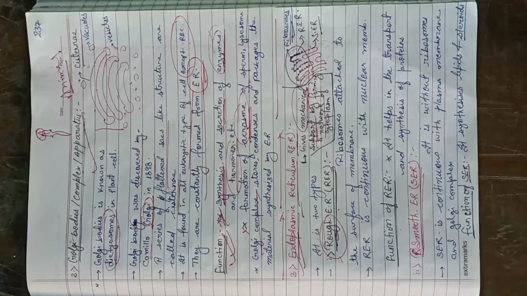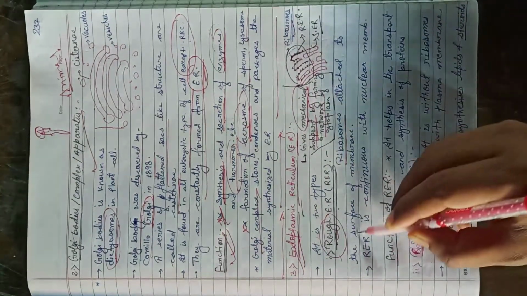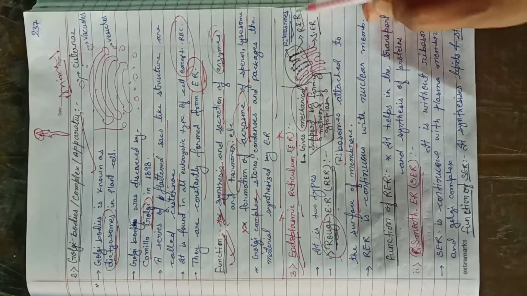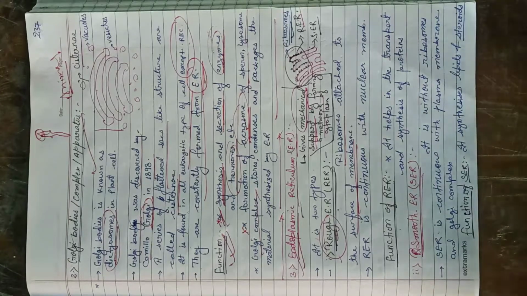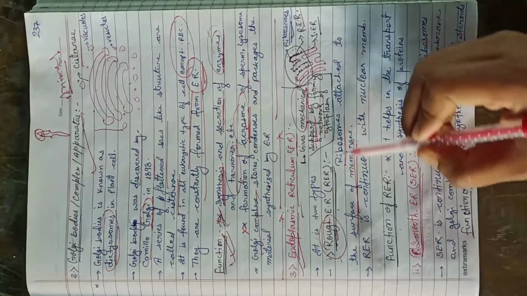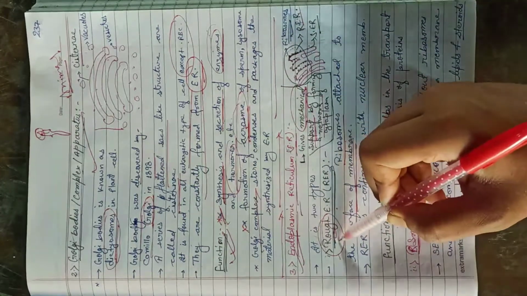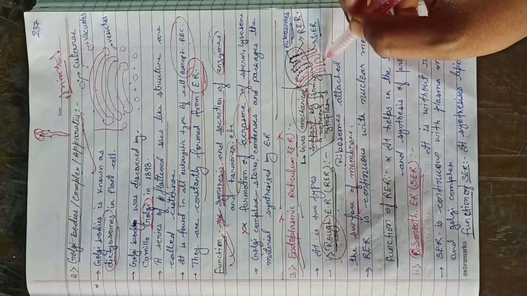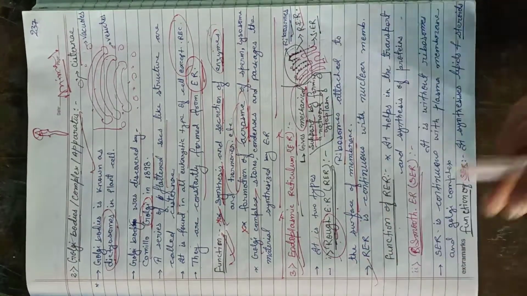Now, if ribosomes are attached to the surface of the membrane, it is called rough endoplasmic reticulum, as I told you. It is as simple as that. Ribosomes are attached on the surface, it is called rough, whereas there is no attachment of ribosomes on the surface of the endoplasmic reticulum, that is called smooth. Simple.